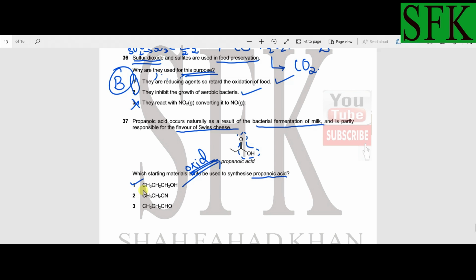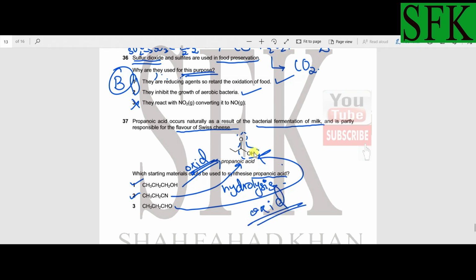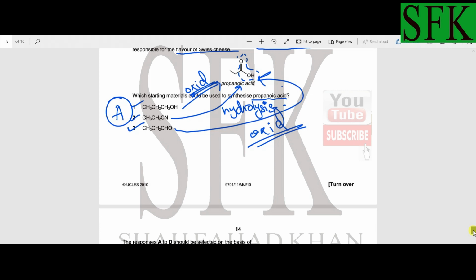What about the second option? The second is a nitrile, and nitriles can be hydrolyzed. Hydrolysis of nitriles gives you carboxylic acids as well. So 2 is also correct. What about the third one? The third one is an aldehyde, and aldehydes can also be oxidized. Oxidation of aldehydes gives us carboxylic acid as well. So 1, 2, and 3, all three are correct, meaning A is the correct answer. Moving on to the next MCQ.